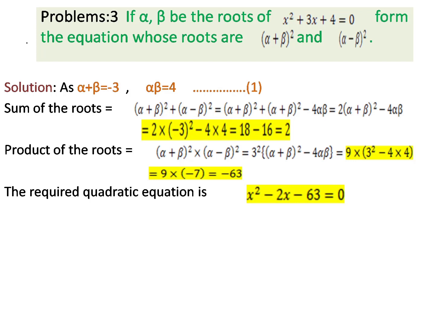Again we find the product of the roots, and here also we put (alpha minus beta) whole square as (alpha plus beta) whole square minus 4 alpha beta, and alpha plus beta is minus 3, so it equals minus 63, and hence the required equation is x square minus 2x minus 63 equals 0.